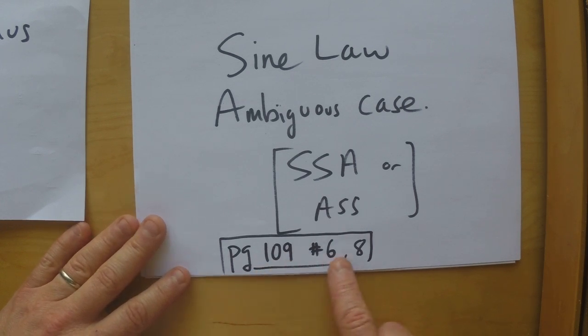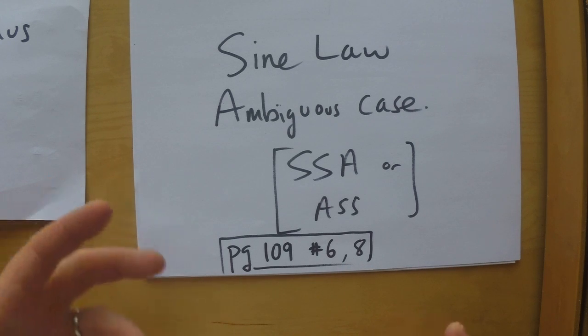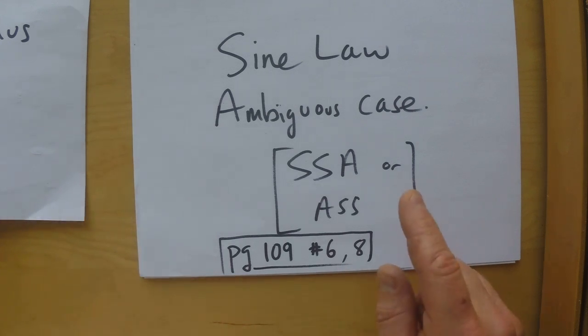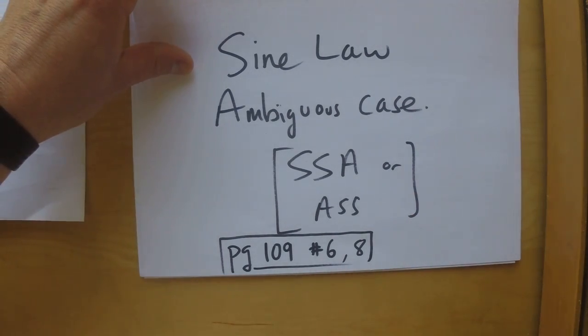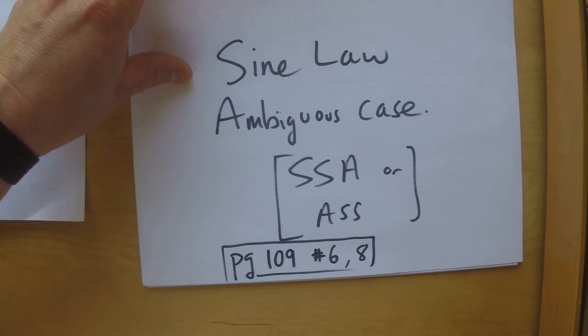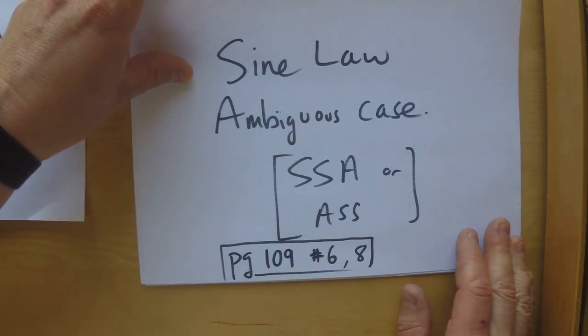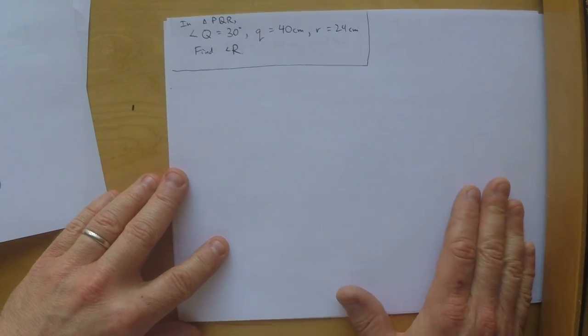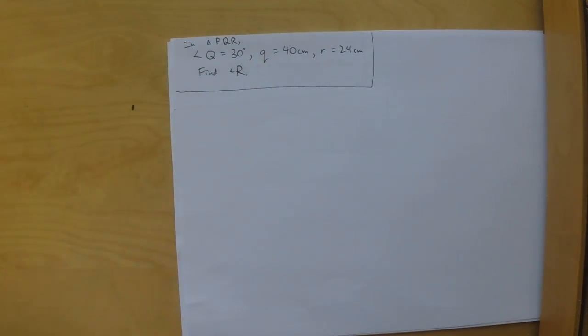And it's 2 questions in the textbook, not a lot of questions, but you'll see how it has a little twist and you have to be on the ball to catch it. So I'm going to do 3 examples, the 3 things that will happen to you when you are dealing with sine law ambiguous case. So here's the first example.